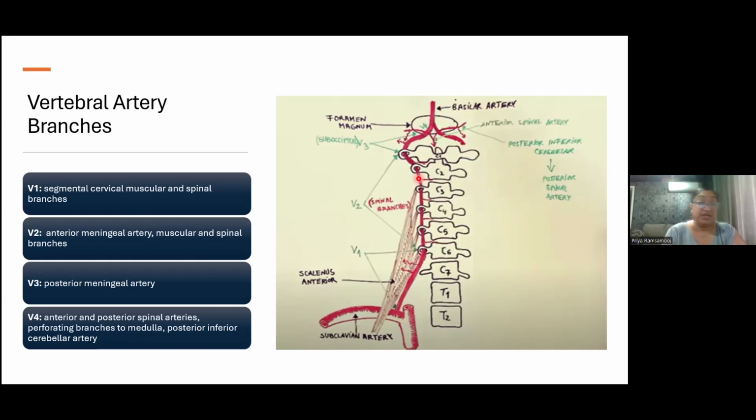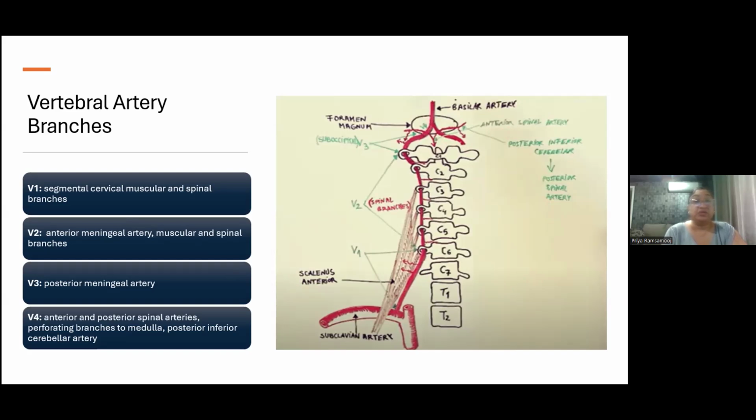Your posterior meningeal, which originates from V3, is also noteworthy because it can be a source of blood for some of our dural arteriovenous malformations, right? And then off of V4, the last segment that we would have described, you have your anterior and your posterior spinal arteries, your perforating branches to the medulla, as well as your posterior inferior cerebellar artery.